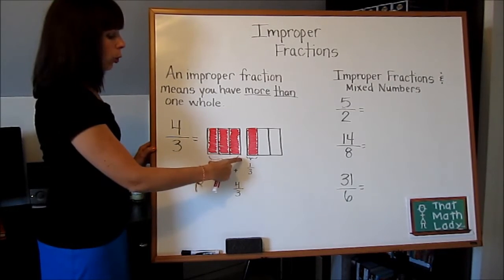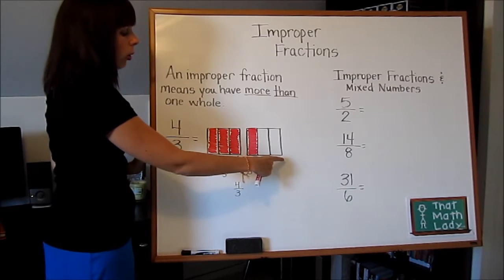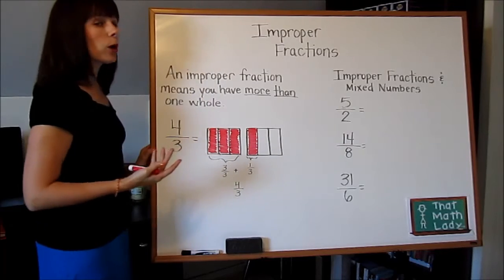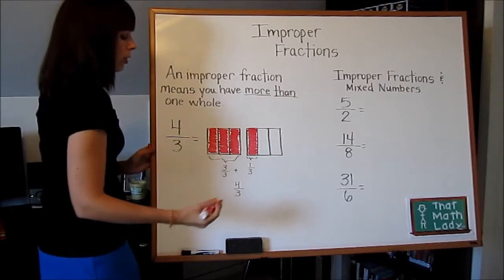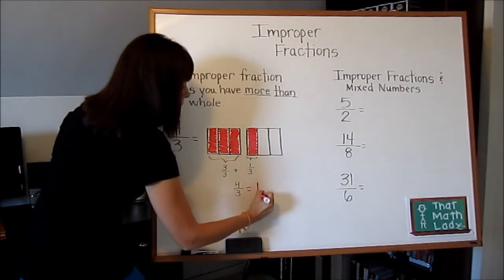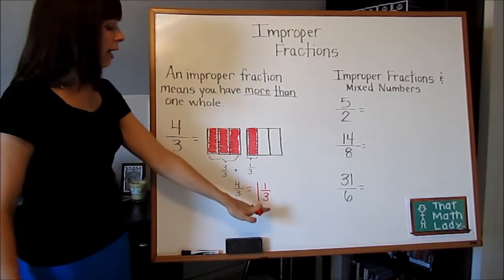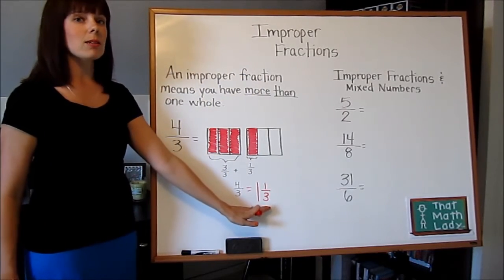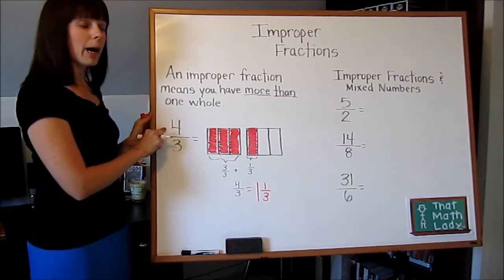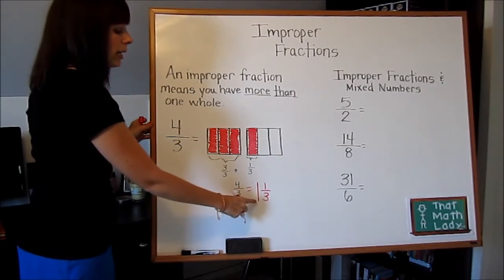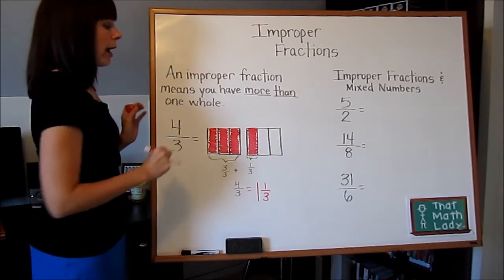So if I have one whole, which is equal to 3/3, and I have 1/3 of another whole, what I really have is 4/3, or I have 1 and 1/3. One whole and 1/3 of another whole. And that, when we write it this way, is called a mixed number. So an improper fraction is when you have the bigger number on top, and a mixed number is when you use a combination of whole numbers and fractions to show what you have.